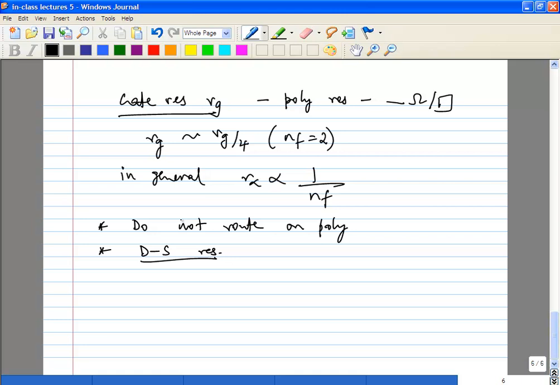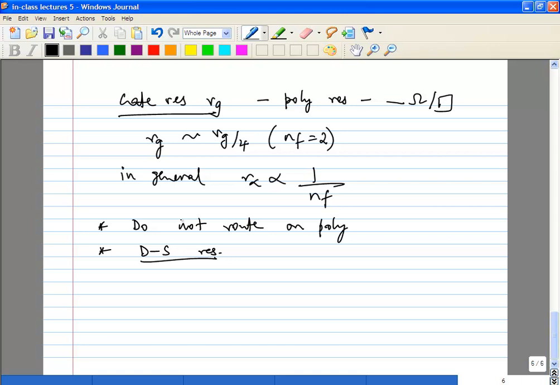Routing with poly, not routing over poly. I am saying don't route with poly. Now we are going to come to what metal you can use to route what. Maybe I don't know if we'll have time to come to it this class. Definitely next class we'll come to it, about what metal you can use to route which signal, for example.